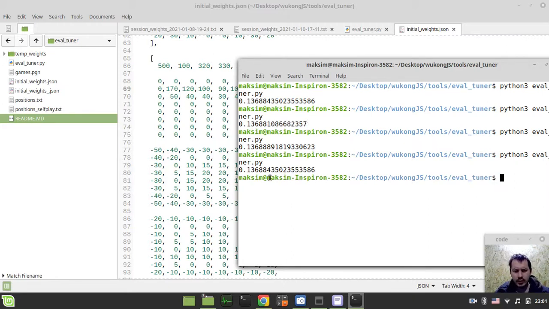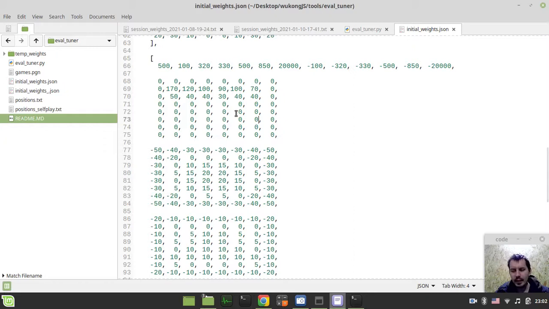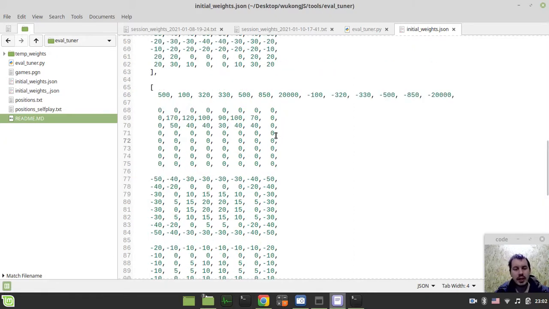Just hold on a sec, what the heck is that? Oh, it just dropped back to this one. Yeah, it dropped back. So this was probably with a 0 instead of 70. Well, anyway, so this is basically it.